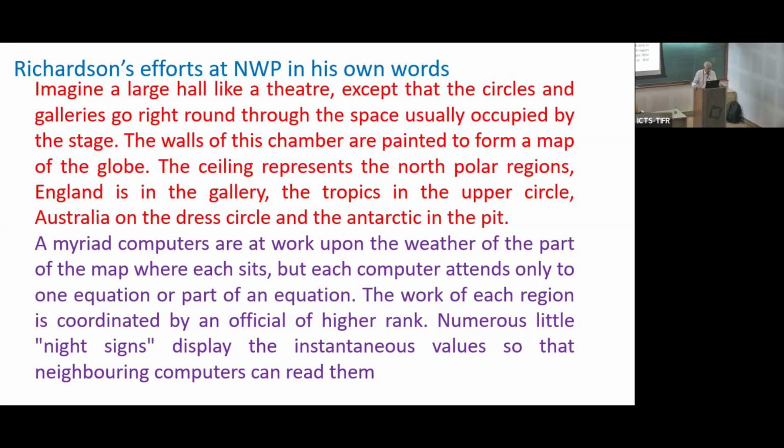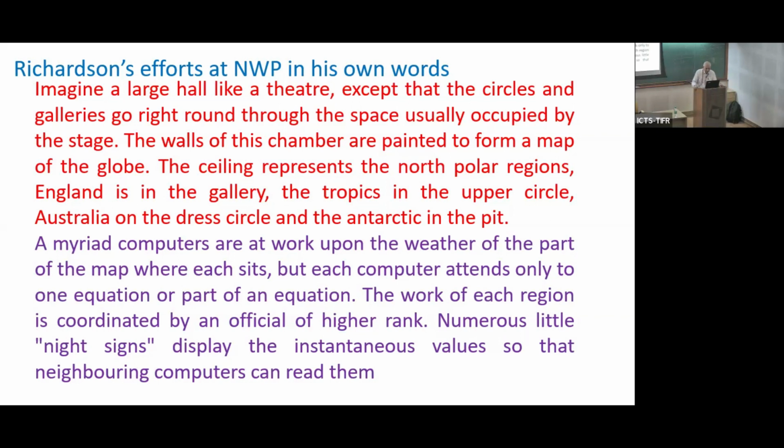So you have computers at work upon the weather of the part of the map where each sits, but each computer attends to only one equation or part of an equation. I'll show in a later slide that we have 7 governing equations that represent the basic equations for the evolution of the atmosphere. So he says there are people working for one particular part of the globe. They will solve some equation, part of an equation, or one full equation.